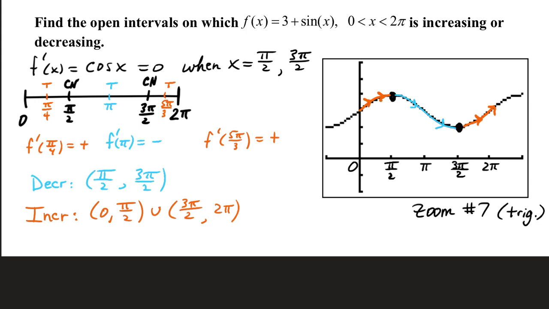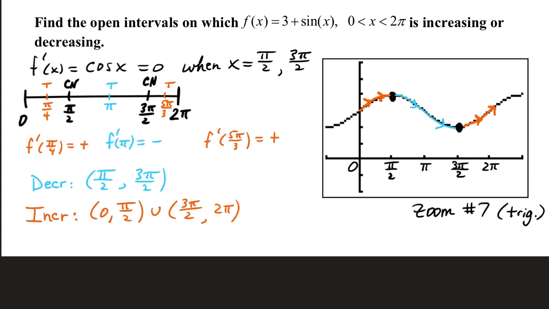Take your first derivative. The derivative of 3 plus sine x is cosine x. Cosine x is 0 whenever x is pi over 2 or 3 pi over 2. On your unit circle at 90 and 270, your x coordinate is 0, so your cosine value at these two angles is 0. Note the graph, we have a hilltop at pi over 2, and we have a valley at 3 pi over 2. That just shows us visually that those are the right critical numbers.